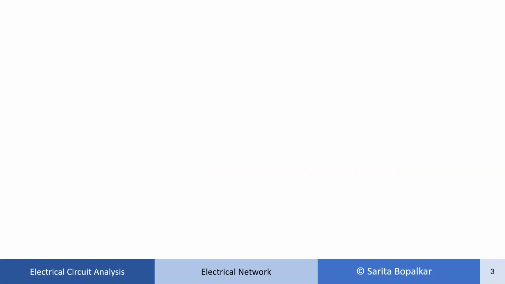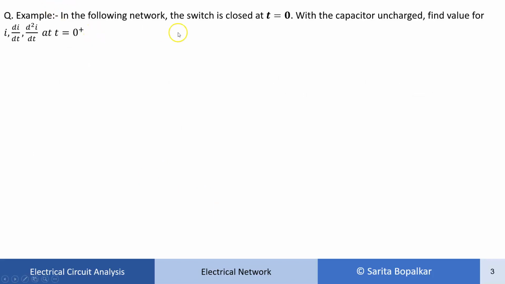Let's solve some examples. First example: in the following network, the switch is closed at t is equal to 0 with the capacitor uncharged, meaning initial conditions are 0. Find the values of i, di by dt, d square i by dt square at t is equal to 0 plus. It can be given as i of 0 plus, di by dt at 0 plus, and d square i by dt square at t is equal to 0 plus, represented separately. So we have to find i of 0 plus, d by dt of i at 0 plus, d square i by dt square at t is equal to 0 plus.